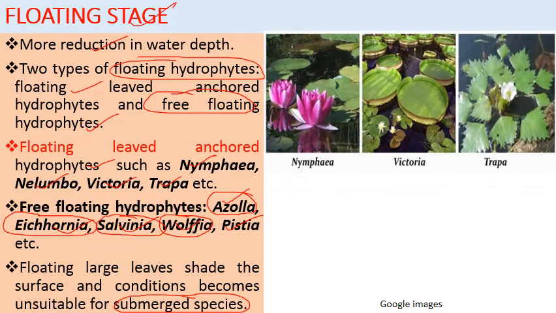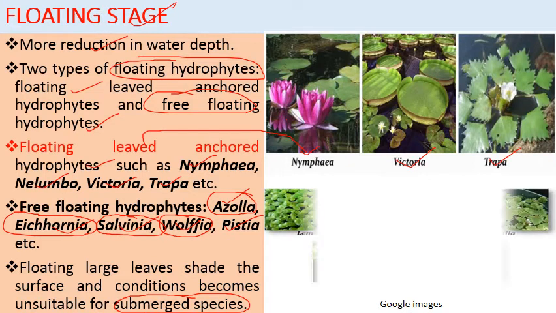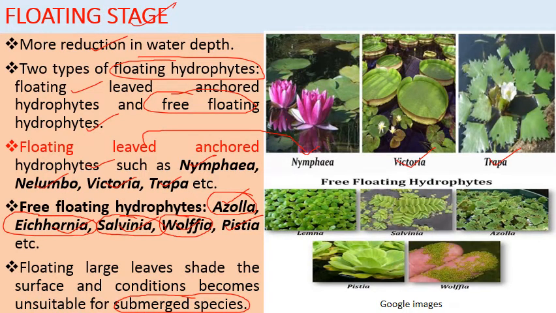So these are the examples of hydrophytes which are floating hydrophytes with anchored root system. This is the Nymphaea, then Victoria and Trapa. So these are the hydrophytes which are floating leaved anchored hydrophytes. The next category is free floating hydrophytes. It includes members like Lemna, Salvinia, Azolla, Pistia and Wolffia. So these are the examples of the floating stage hydrophytes.